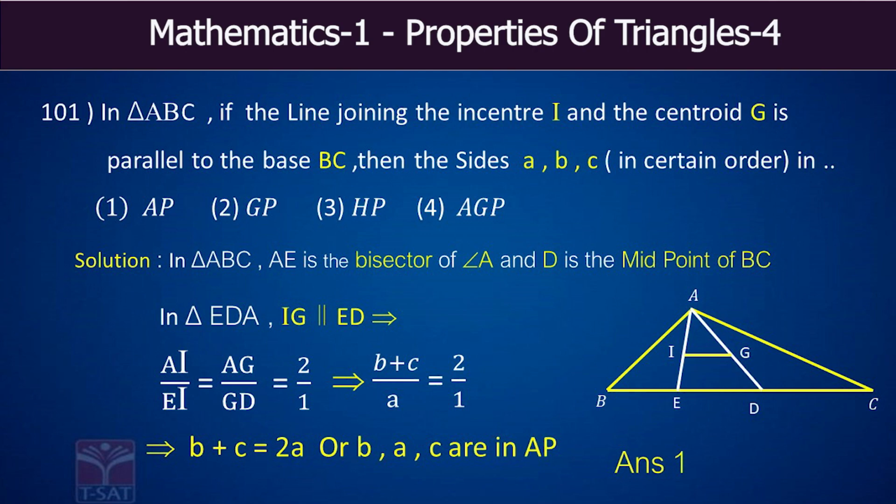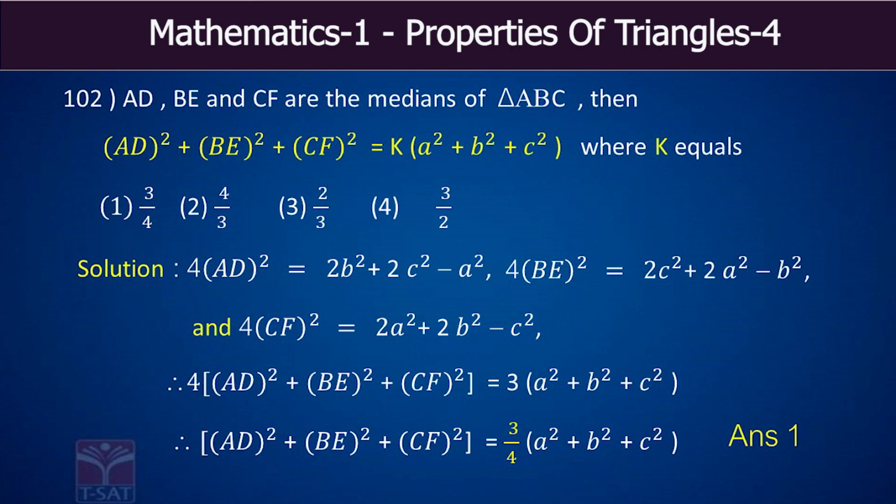Option 1 or 2? AD, BE and CF are the medians of triangle ABC. Then AD² + BE² + CF² is equal to K times (a² + b² + c²), where K equals 1) 1, 2) 3/4, 3) 4/3, 4) 2/3, 5) 3/2. Now, 4AD², that is the median, 4AD² is equal to 2b² + 2c² − a².